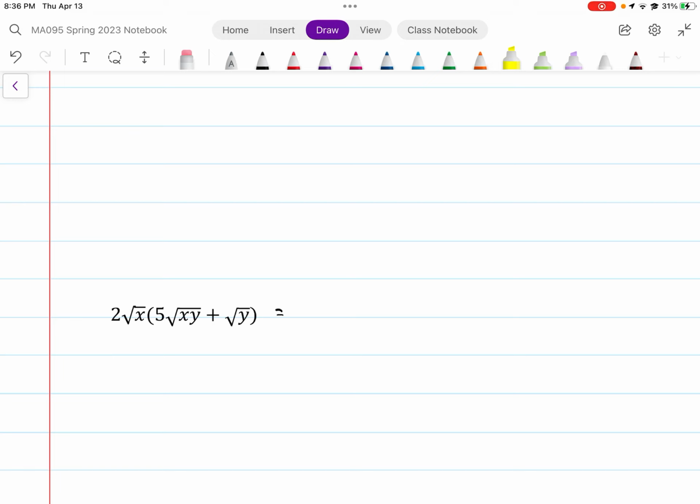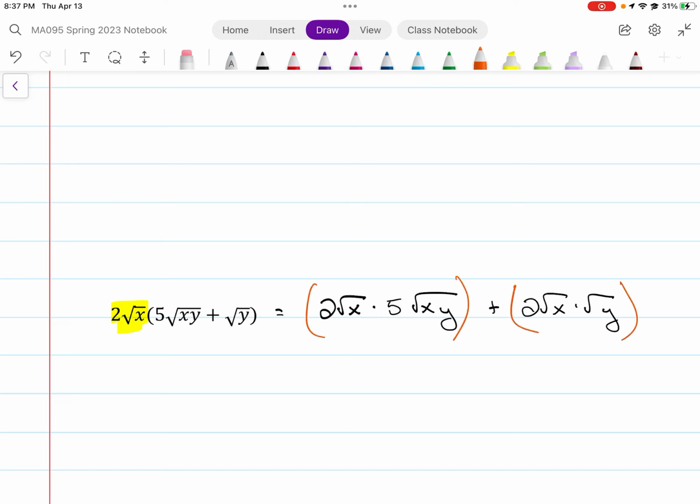All right, so I'm going to distribute 2 square root of x times everything. So I'll just write it first because it's got a number with it. So 2 square root of x times 5 square root of xy plus 2 square root of x times square root of y. Now remember, these are all just multiplied together, and so are these. So I can combine everything as needed. So these two combine to make 10. And then I get the other stuff underneath the radical together. So I get the 10, and then I get the square root of x times y.